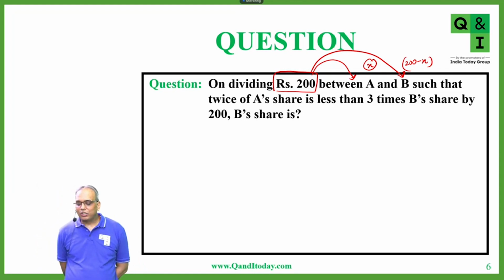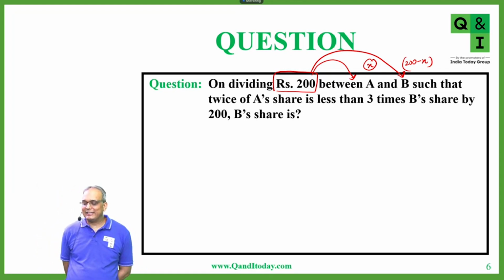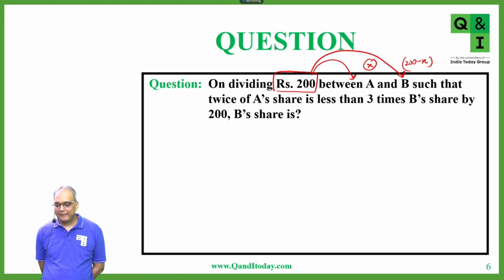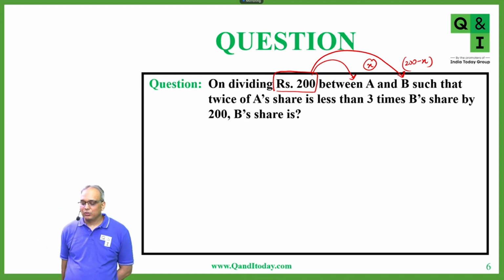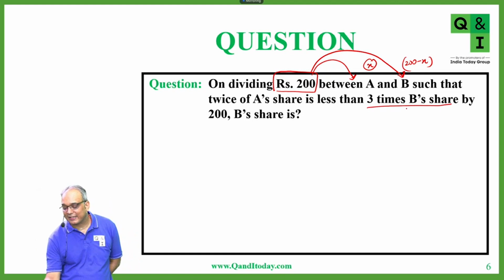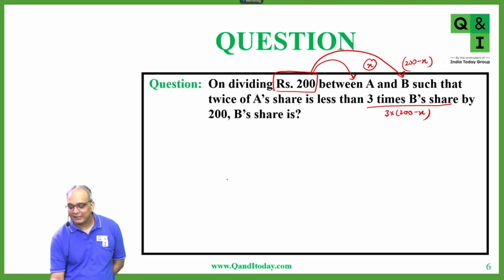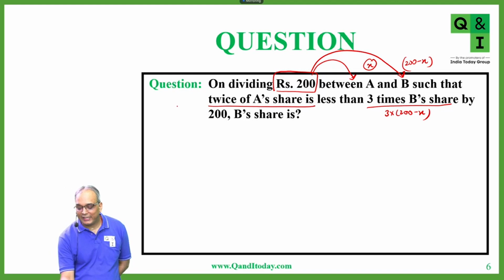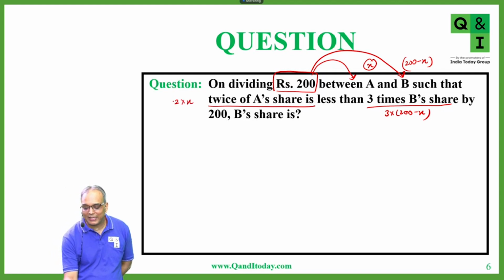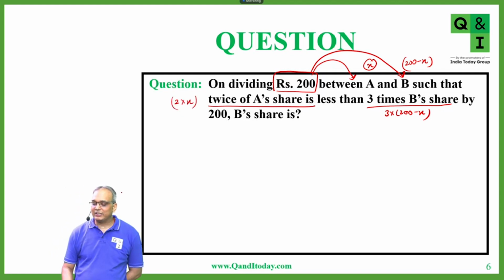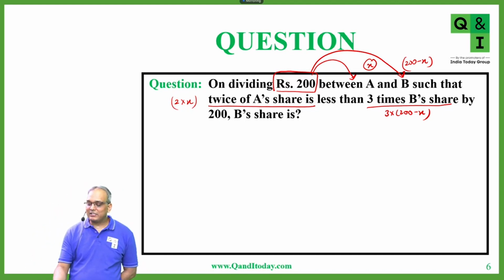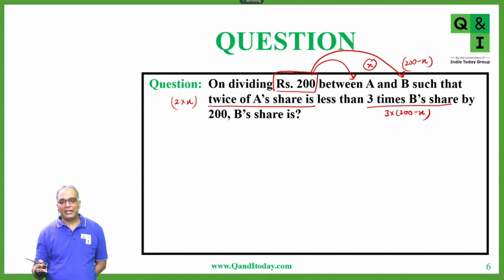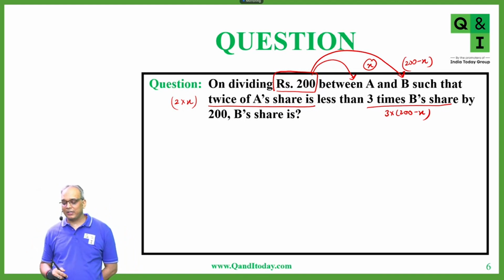Now twice of A's share is less than 3 times B's share by 200. So what is 3 times B's share? 3 times B's share will be 3 into 200 minus X. And what is twice of A's share? That is 2 times X. This is twice of A's share. And the difference between 3 times B's share and twice of A's share is 200.